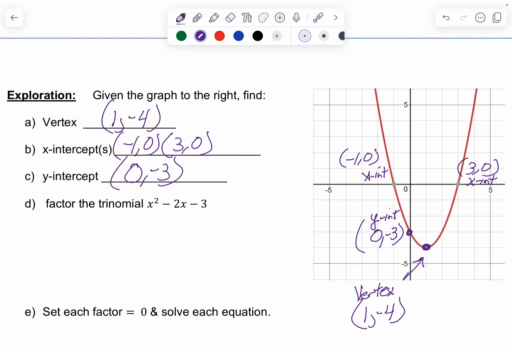Sometimes, like in an earlier unit, our y-intercept is the same as the vertex, but that's only when we had vertical shifts going up or down. Now we're going to get into ones that are also going left and right.